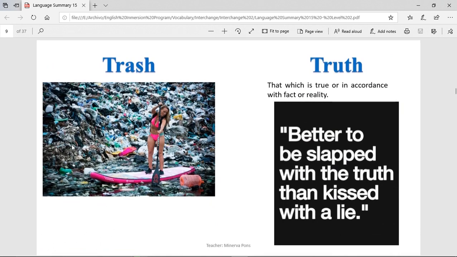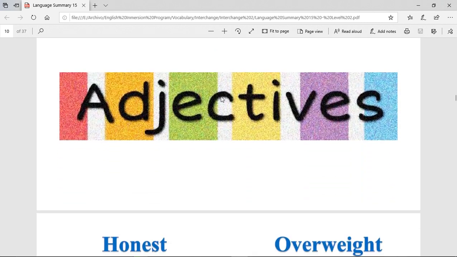Trash. All of this is trash. Well, this girl isn't. Well, maybe she is. We don't know her personality, but all of this is trash. Truth. That which is true or in accordance with a fact or reality. Something that is real, that you can check and still be real, that it's the truth. Better to be slapped with the truth than kissed with a lie. That is very true. Let's see some adjectives.